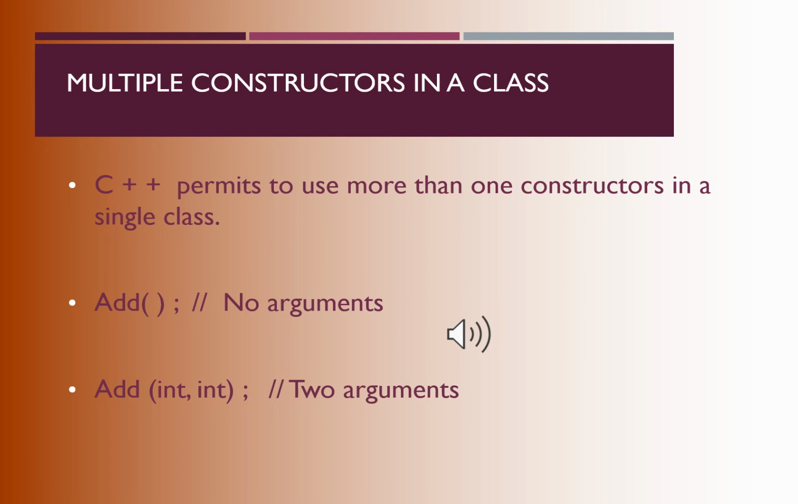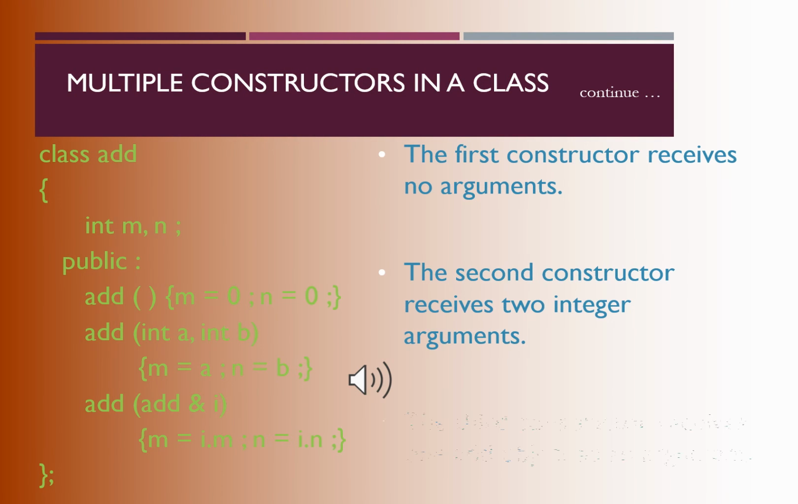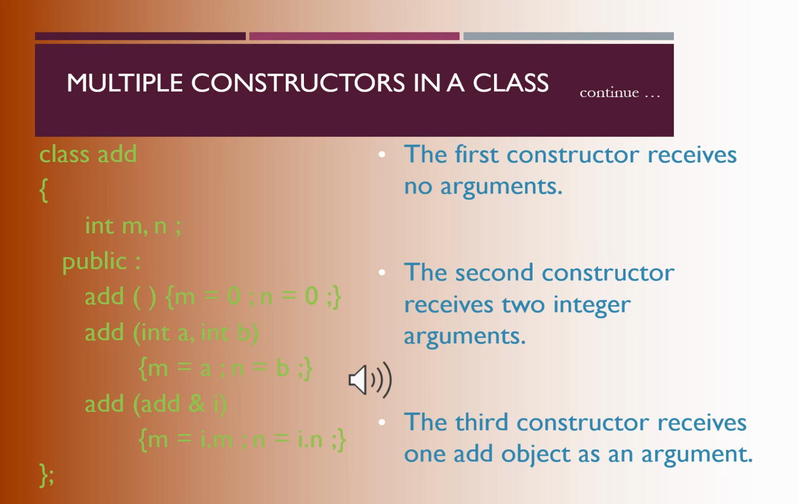Now we discuss multiple constructors in a class. C++ permits the use of more than one constructor in a single class. Here is the syntax of multiple constructors in a class. The first constructor receives no arguments. The second constructor receives 2 integer arguments. The third constructor receives one object as an argument.